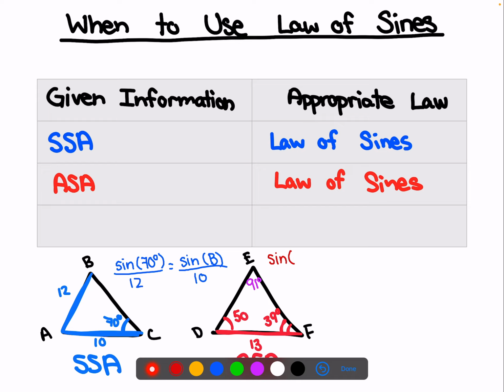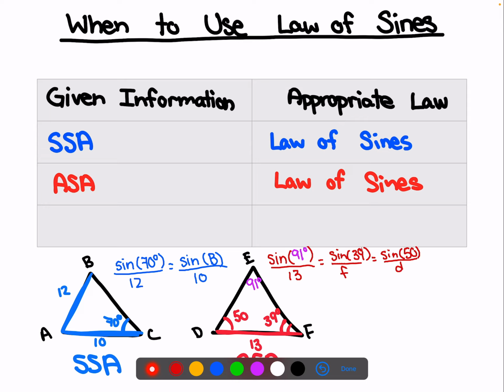Whoops, should have been in purple there, or pinkish. Sine of 91 degrees over 13 equals sine of 39 over f, which is also equal to sine of 50 over d.